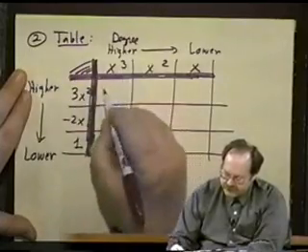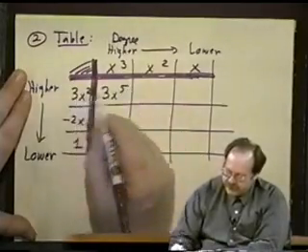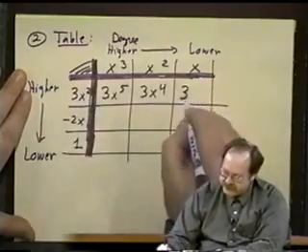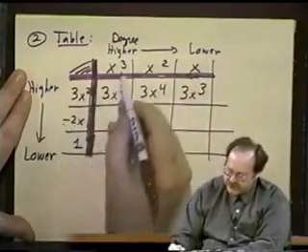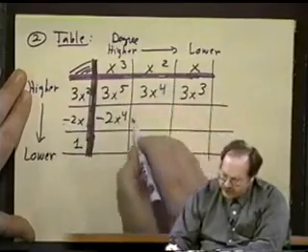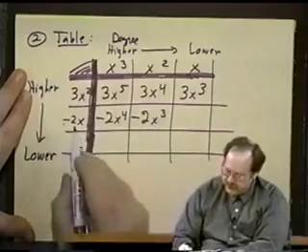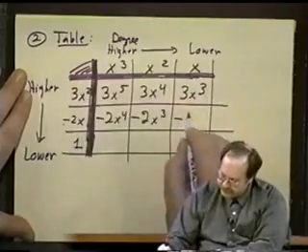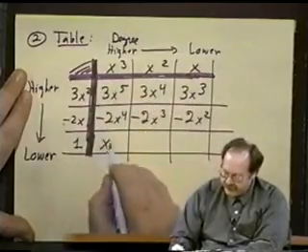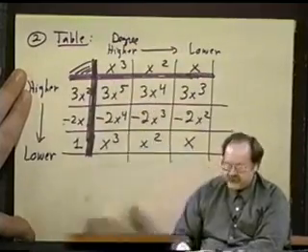3x squared times x cubed is 3x to the 5th. 3x squared times x squared is 3x to the 4th. 3x squared times x is 3x cubed. Minus 2x times x cubed, minus 2x to the 4th. Minus 2x times x squared, minus 2x cubed. Minus 2x times x, minus 2x squared. And then 1 times each of these just brings them down. X cubed, x squared, and x.